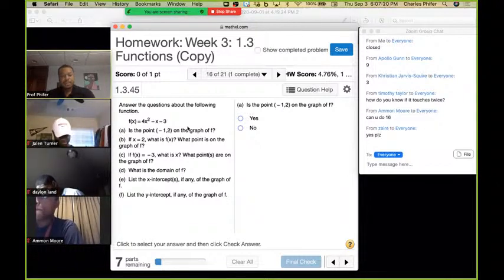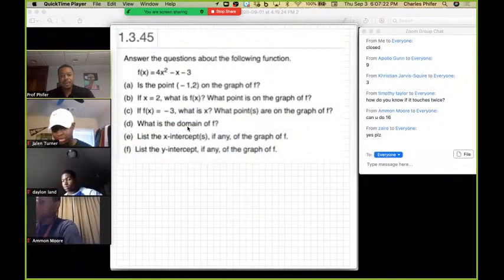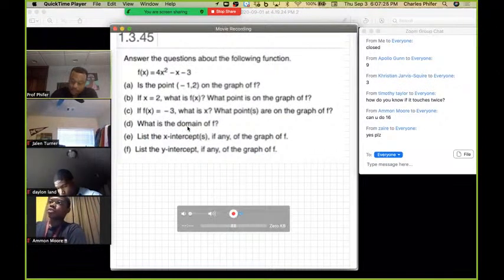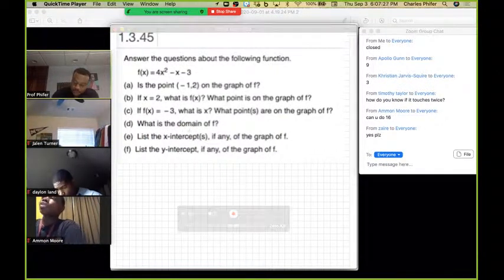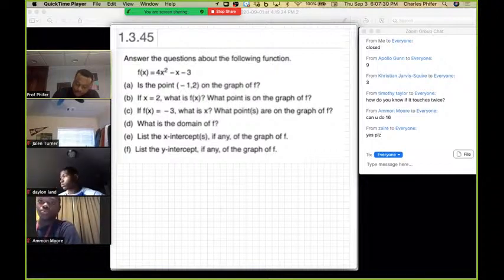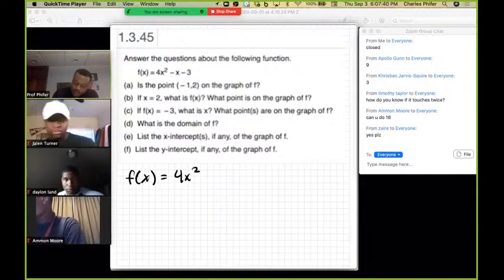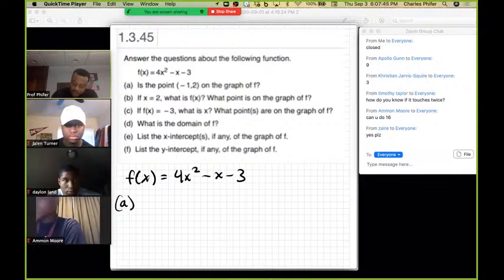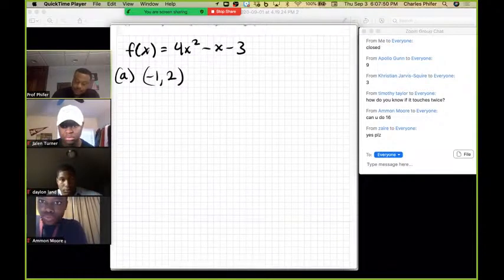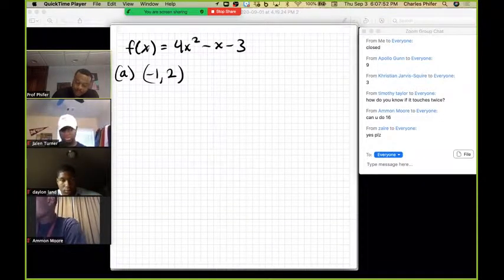Okay. So let's hop over to the iPad. Just for the sake of time, I'm going to go with it, even though it's blurry, but I'll rewrite everything, or the pertinent things. So again, the original function, f of x, it's fine. It's going to be 4x squared minus x minus 3, right? So then part A asks, is the point (-1, 2) on the graph, right? So what that means is, when x is -1, is y 2?